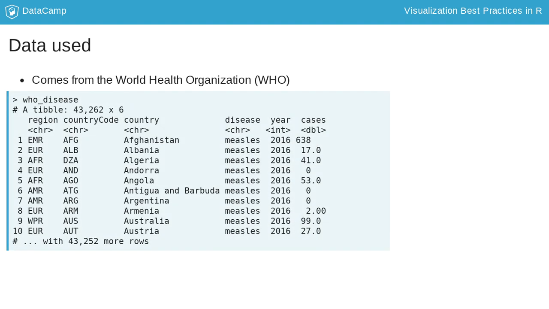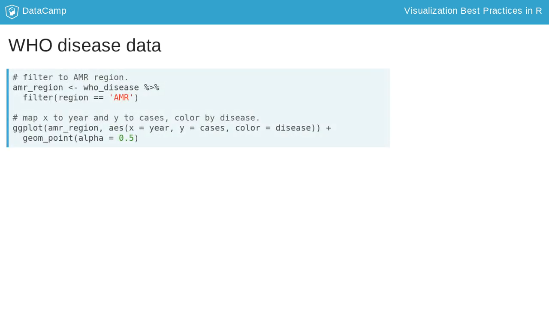For the first 2 chapters, we will use a dataset obtained from the World Health Organization, or WHO, that details counts of 7 different diseases: measles, mumps, diphtheria, pertussis, polio, rubella, and yellow fever, across different countries from the years 1980 to 2016. It contains columns on the region that the country resides, such as AMR for America, the 3-letter country code, and full country name, the disease, the year of the observation, and finally the number of cases observed for the given disease. These data are rich and offer us a lot of opportunities to employ different visualization techniques.